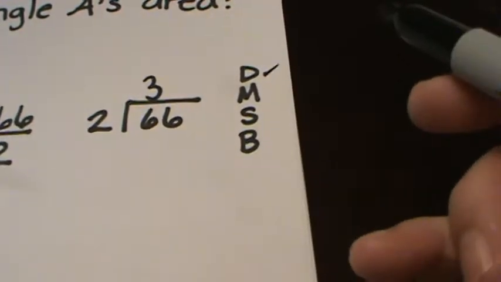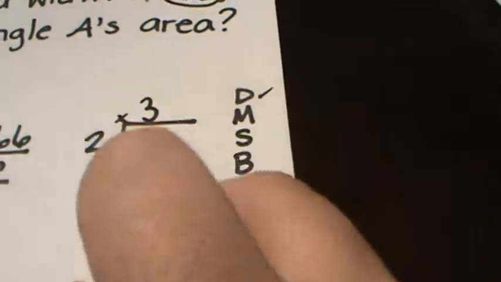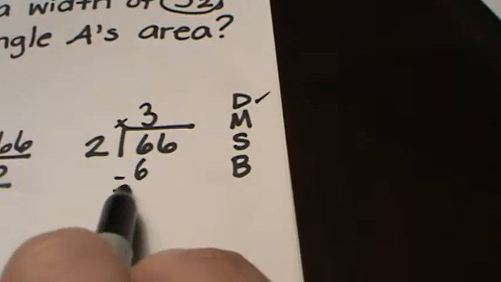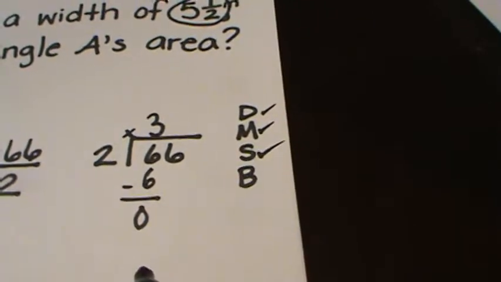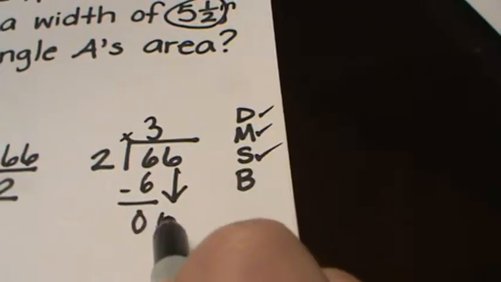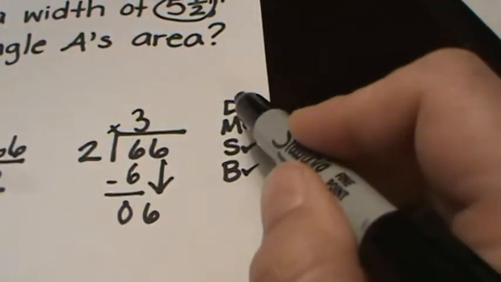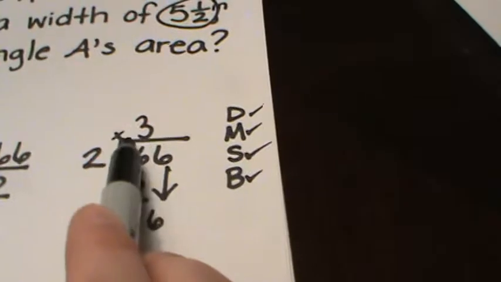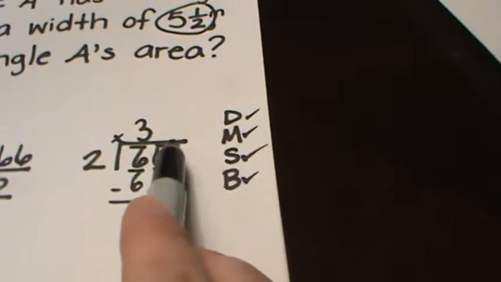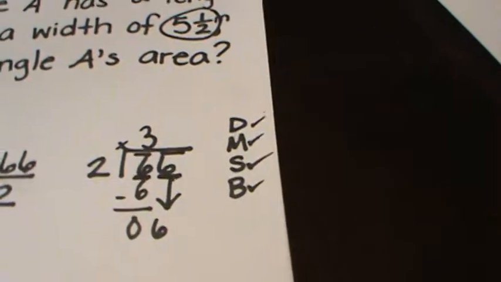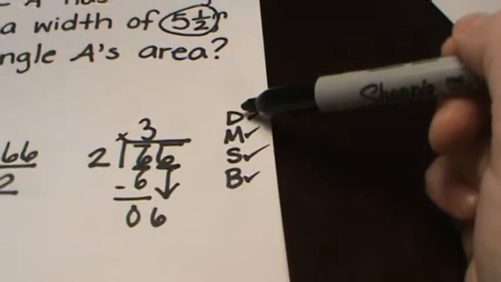M stands for multiply. 3 times 2 is 6. Check. Subtract. Check. Bring down. Now we must go back to the first step because we know our answer will have 2 digits since the number on the inside had 2 digits. So since all we've got on top is a 3, we know we're not done yet. Okay, we go back to the D.